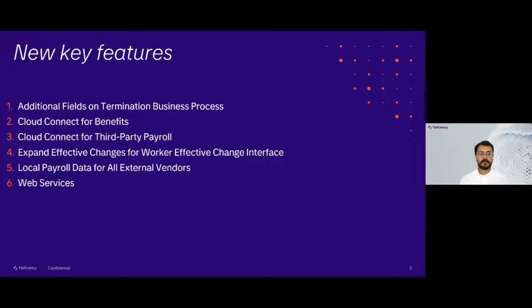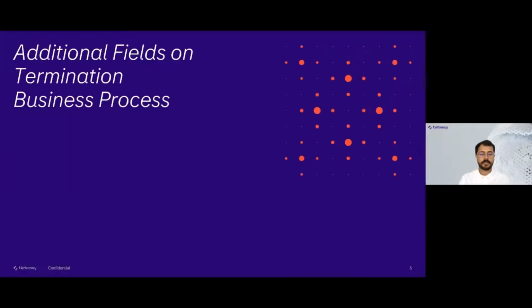Second would be Cloud Connect for benefits. Then we will go for Cloud Connect for third-party payroll. There are expanded effective changes for the worker effective change interface. Then we have local payroll data for all external vendors, and there is something in web services. We will start with additional fields on termination business process.